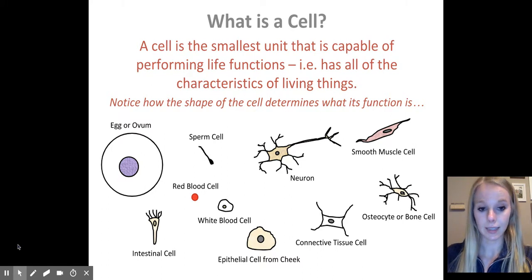What exactly is a cell? It's the smallest unit capable of performing life functions. Some examples of specialized cells are shown on this slide. So notice how the shape of the cell is going to determine its function. And your second key word is cells.